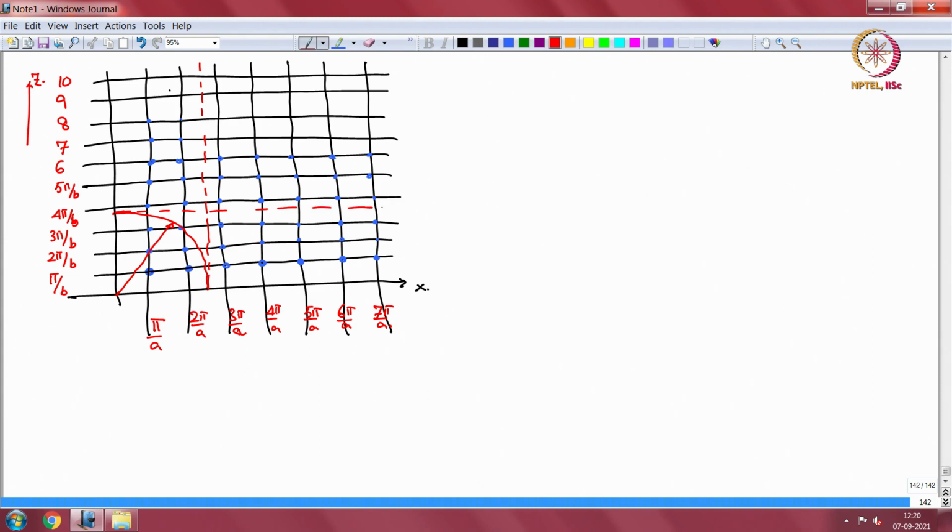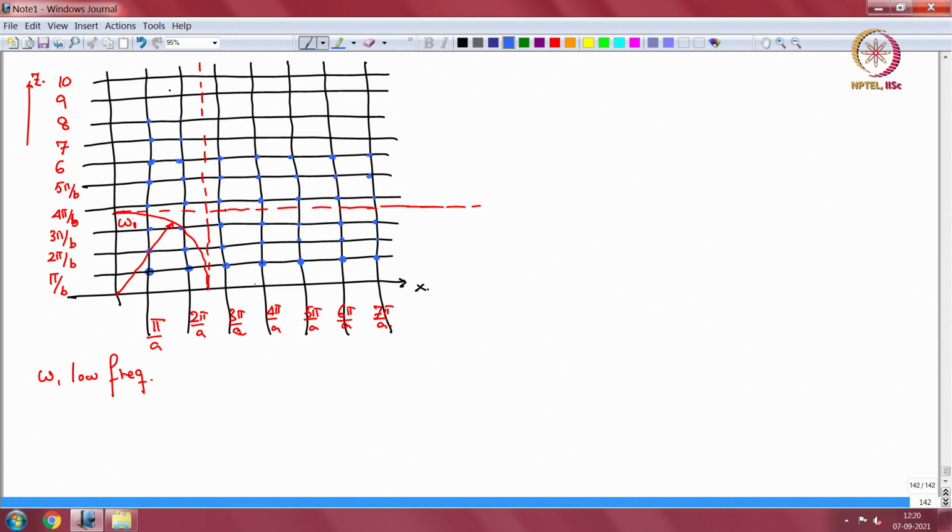Let me draw these vertical lines. Now, let's say this is omega, corresponding to omega 1. It's low frequency. Now, corresponding to that, we will draw the free wave number line also. What is that? Let this be the free wave number line.